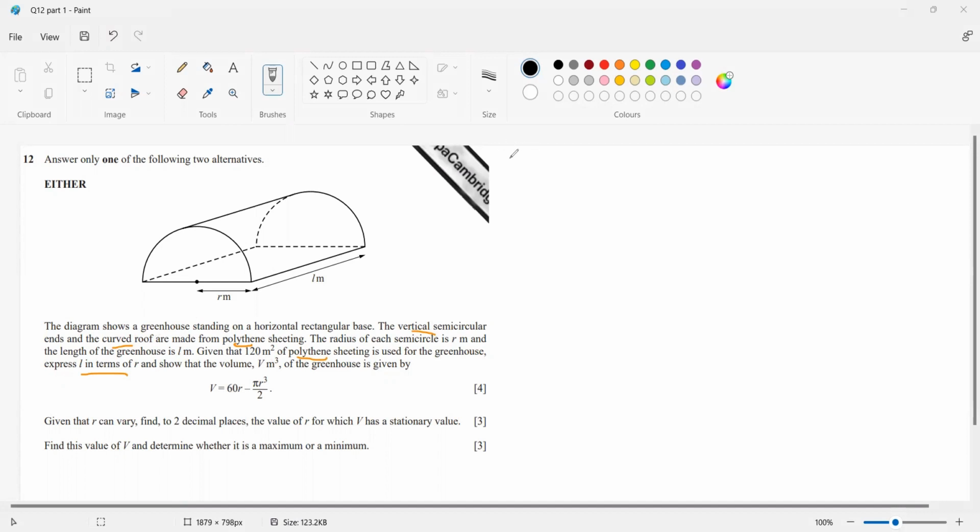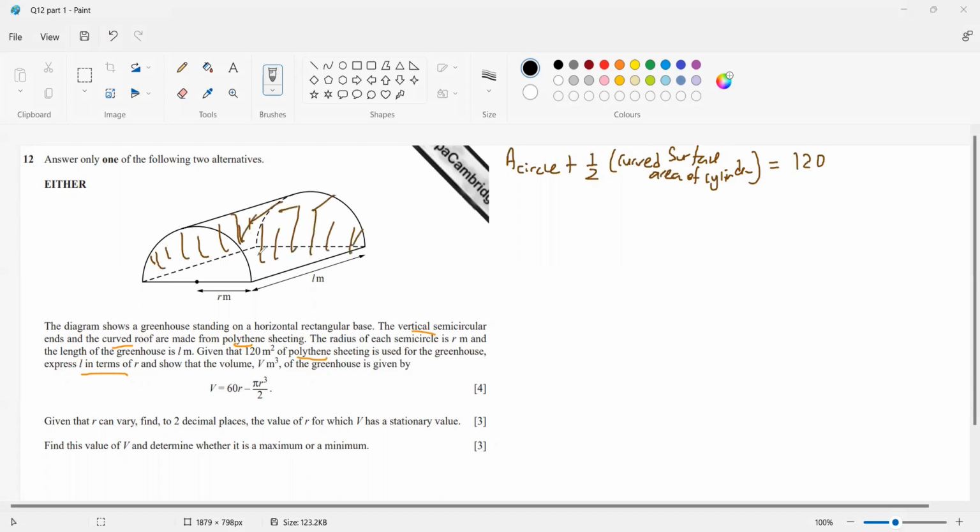Okay, let's begin please. So the 120 is made up of the area of a circle, because the front and back constitute a circle. Think of combining them straight off. This plus half of the curved surface area of a cylinder. If you notice, a cylinder has a curved surface area formula, and we're only going for half of it. Imagine it like this. Please take note.